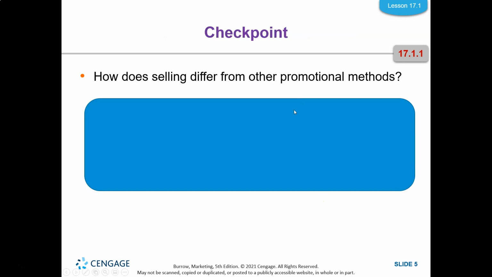Having said that, we are at our first checkpoint question, and it is this: how does selling differ from other promotional methods? I'll give you time. I'll pause now so that you can get that answer in the preceding pages, 470, 469, and 468.